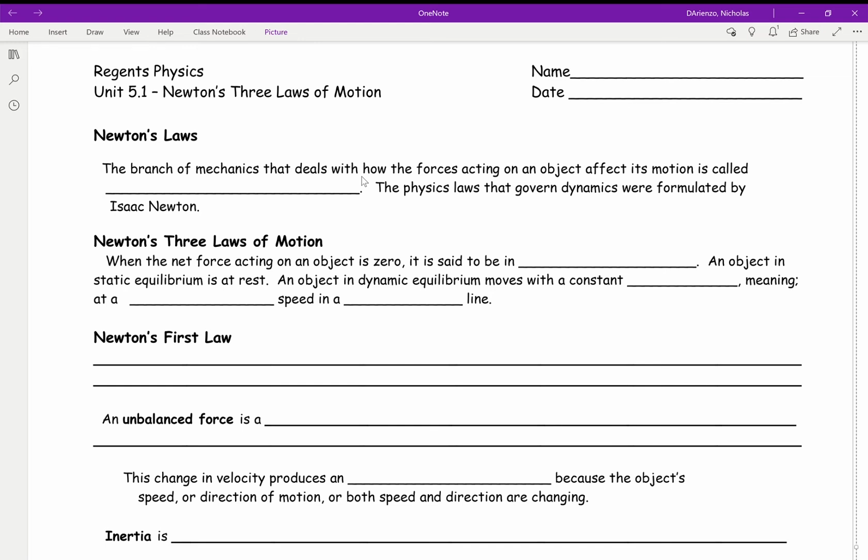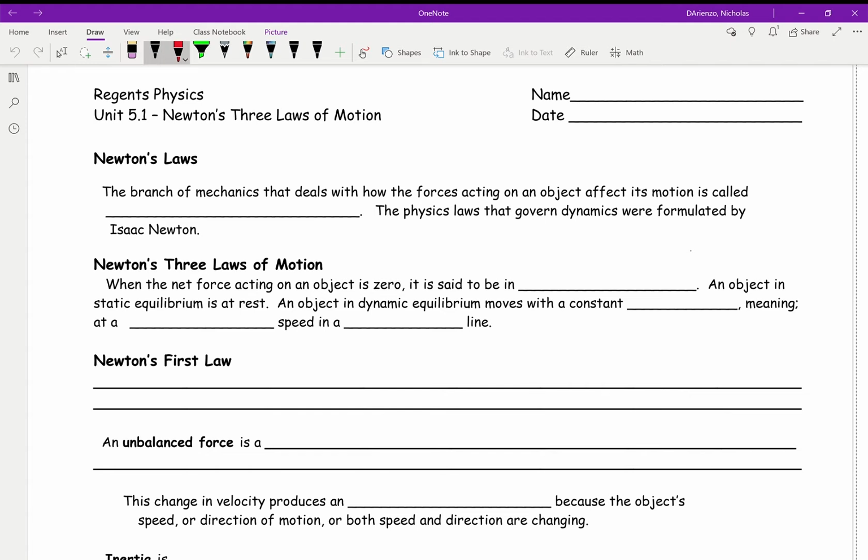Hi everyone. So today we're going to be dealing with Newton's three laws of motion. Newton's three laws of motion fall under a branch of mechanics that deals with how forces affect objects' motion. And that particular branch is similar to one that we've just studied. Actually, it's a part of it. Our projectile motion falls under this branch of mechanics, and it's called dynamics.